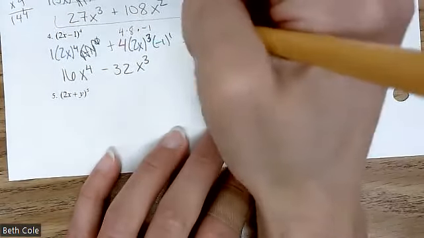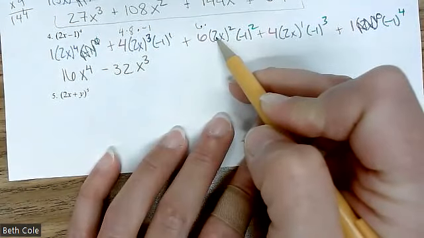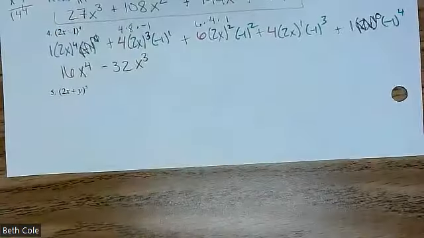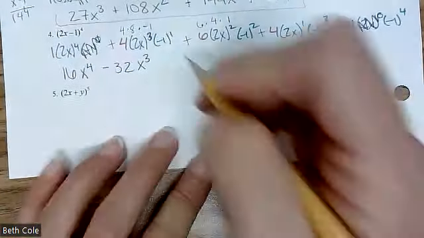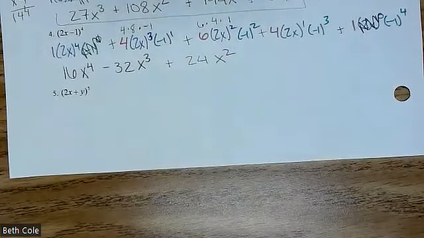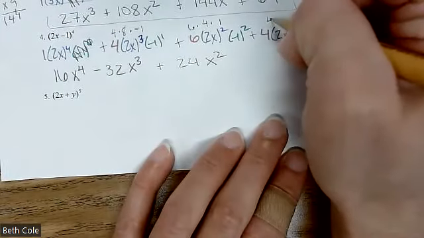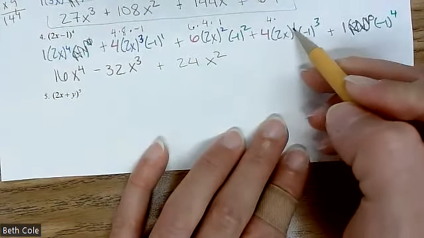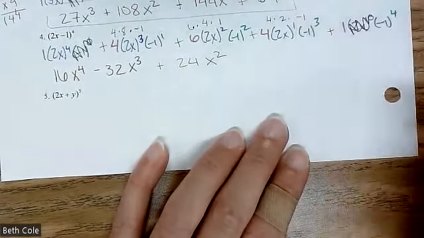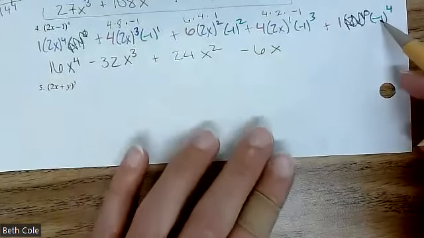And then this one would be 6 times 4, good, times -1 squared is 1. So that would be 24x squared. And then this one would be 4 times what? 2 times -1. Good. That would be -6x. And then how about this one?